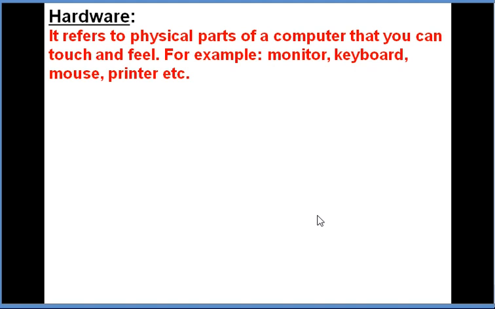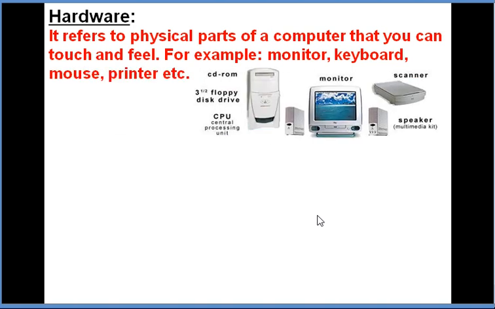So let us talk about the first term, that is hardware. It refers to physical parts of a computer that you can touch and feel. For example, monitor, keyboard, mouse, printer, etc. We can actually touch all these components of the computer system. A few examples are shown in the picture.